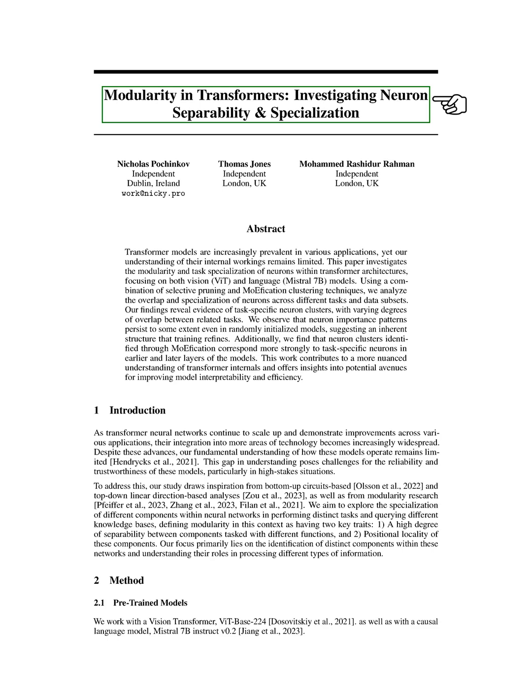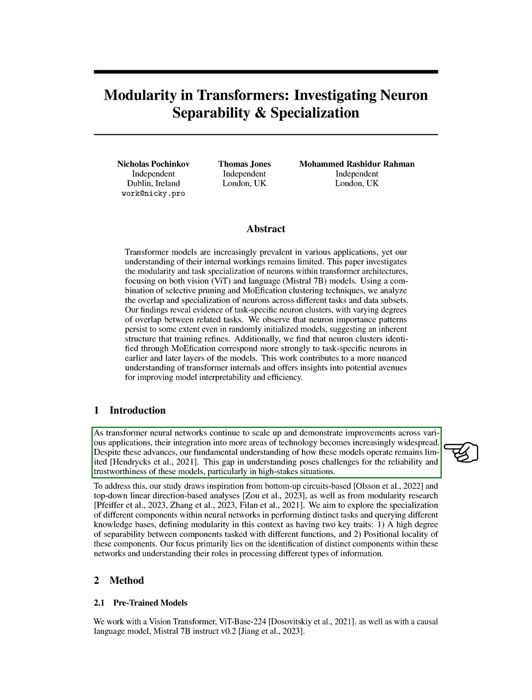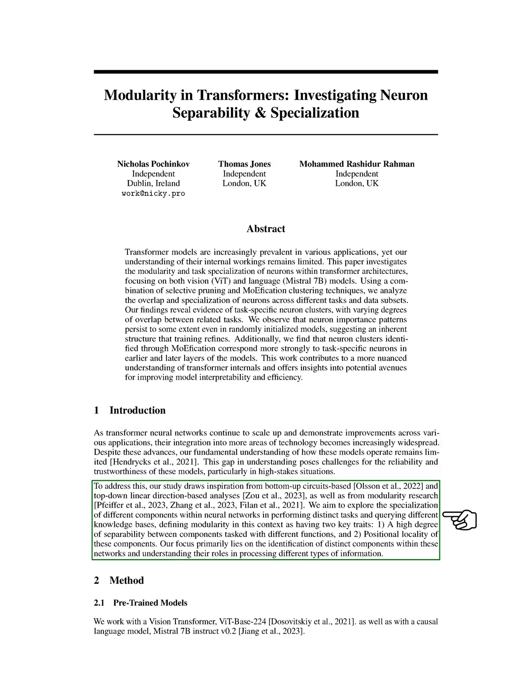Section: Introduction. In this section, we discuss the growing use of transformer neural networks in various technologies, despite our limited understanding of their inner workings. This lack of understanding raises concerns about their reliability, especially in critical situations. To tackle this issue, we draw from both bottom-up and top-down analyses, as well as research on modularity.